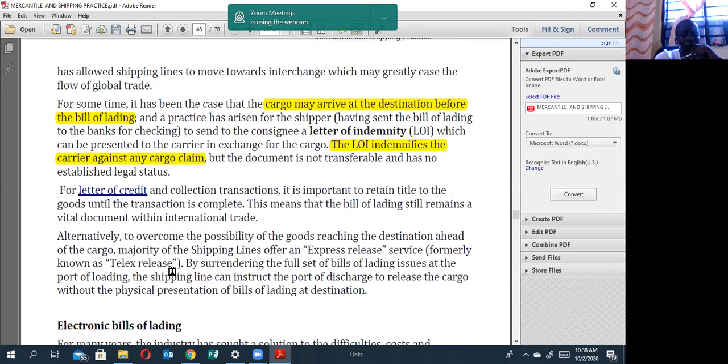to overcome the possibility of the goods reaching the destination ahead of the document, I mean, it's not the cargo, please, pardon me, ahead of the document, the majority of shipping lines offer what is called the express release service, what in the past was known as the telex release. By surrendering the full set of bills of lading issued at the port of loading, the shipping line can instruct the port of discharge to release the cargo without the physical presentation of the BL at the destination.